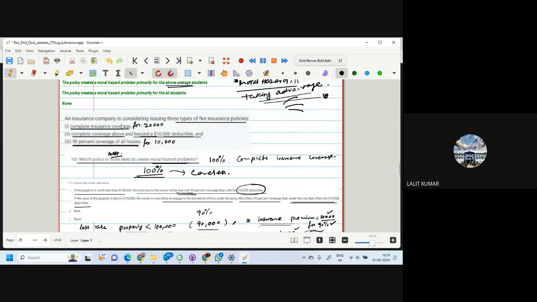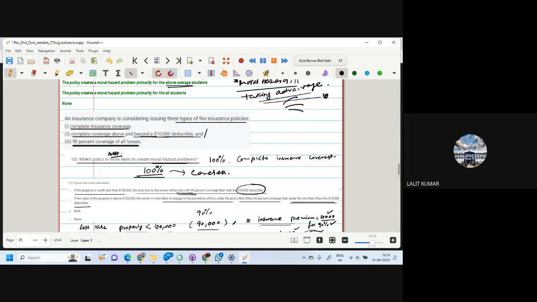So this is one question where we had got stuck that day, and finally I could find a solution to this. An insurance company is considering issuing three types of insurance policies. One is complete insurance coverage. Second is complete coverage above and beyond a $10,000 deductible. And third is 90% coverage of all losses.